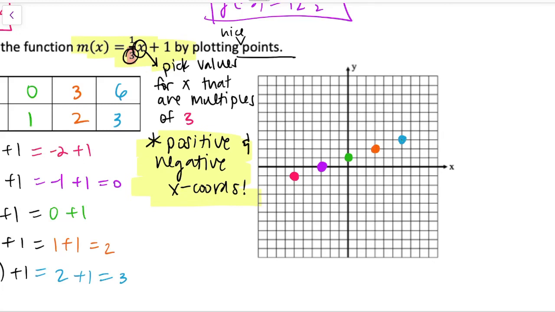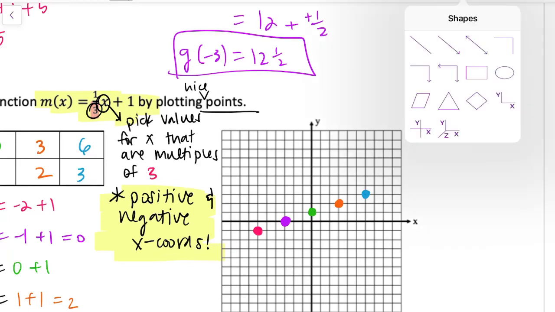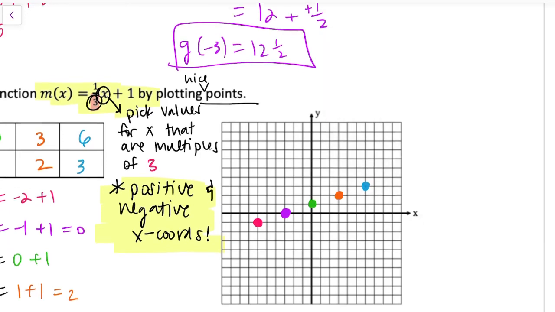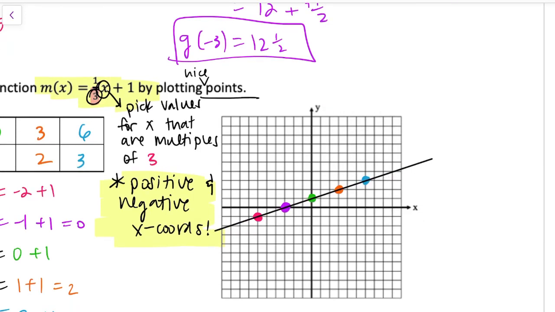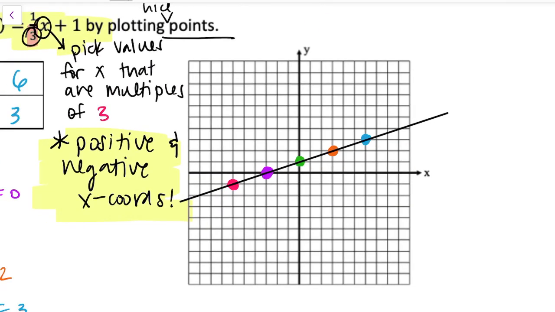So once we've plotted all those points, we're still not quite done. We have to connect our points with a line, and we are going to do it. Let's see if I can figure this out. Oh gosh, that's not what I wanted to do. So we are going to draw a line. Now, my rule for drawing your lines, and I guess it's 2 rules.